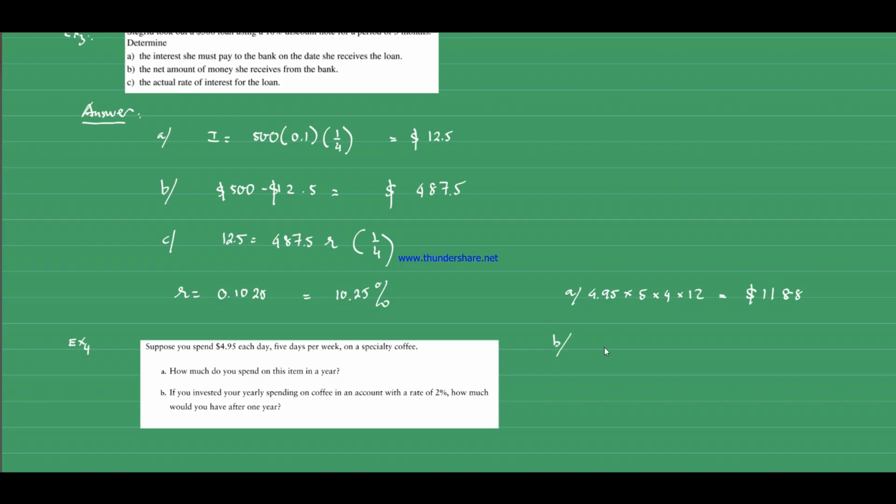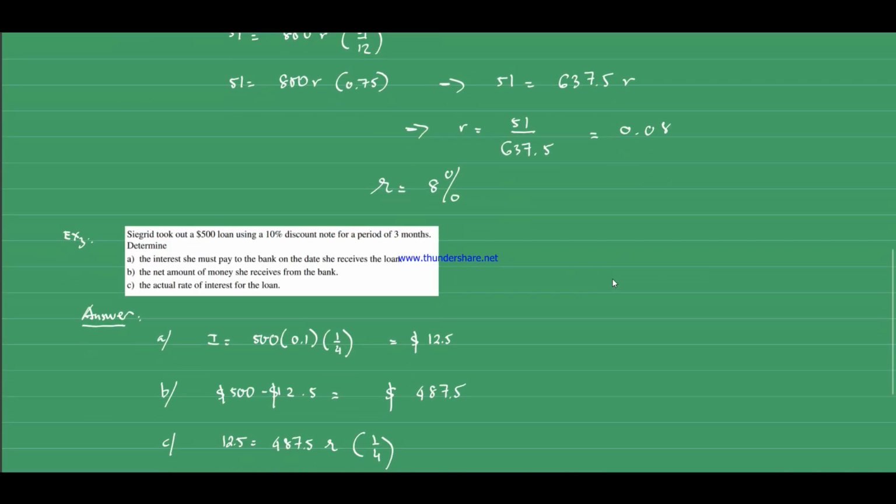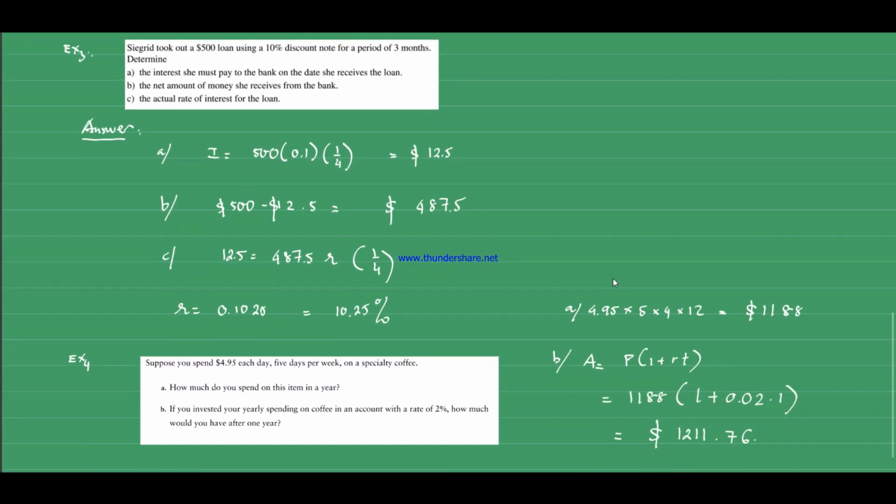Okay, very easy. How much do you have after 1 year? So we're gonna calculate the accumulated amount, P times 1 plus RT. So 1188 times 1 plus 0.02 times 1. So times 1.02, which gives you $1,211.76, right? Okay. All right. So I guess simple interest is very easy, guys. All you have to do is just plug in the formula.